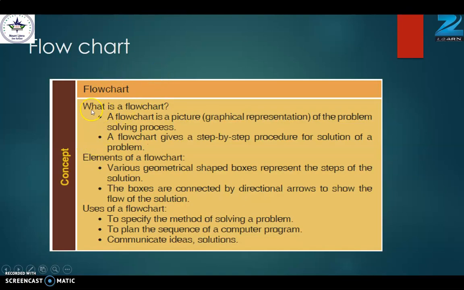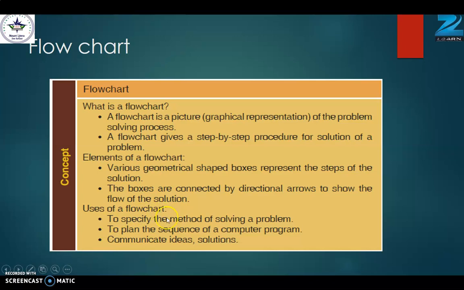Flowchart concepts. What is flowchart? A flowchart is a pictorial graphical representation of the problem solving process. A flowchart gives a step-by-step procedure for the solution of a problem. What are the elements of a flowchart? Various geometrically shaped boxes represent the steps of the solution. The boxes are connected by directional arrows to show the flow of the solution.